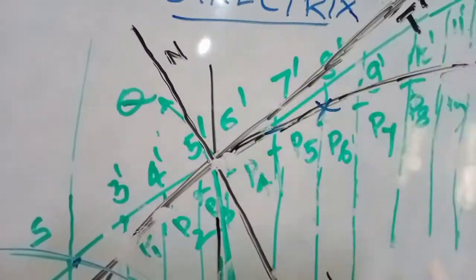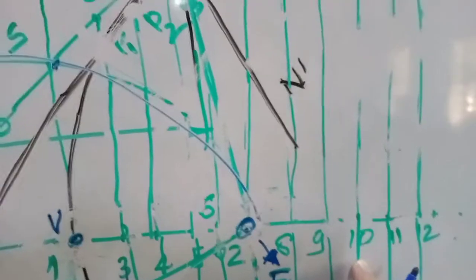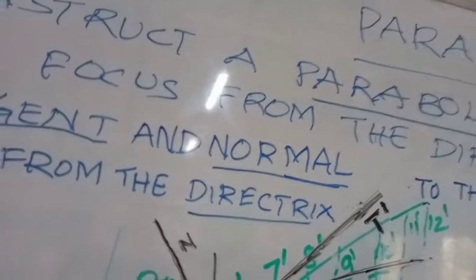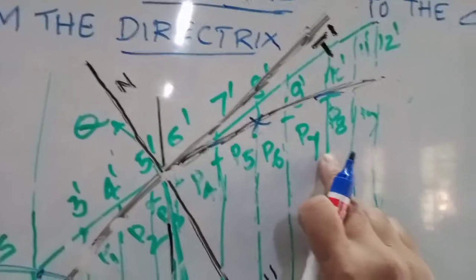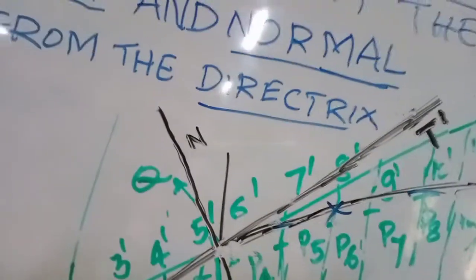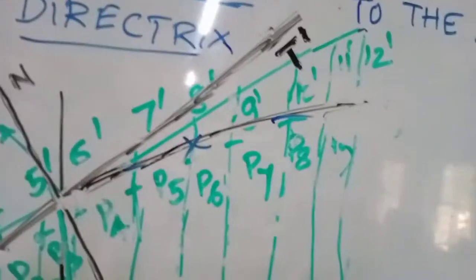Like the next point, take the 10 to 10 dash distance. Here we are having 10 and we are having 10 dash. Cut the same 10 distance from F1, upper side. We are getting this point, and downside we are getting this point. I am marking this point as P8, and downside as P8 dash. Then likewise you can extend it. I am taking some 12 points.